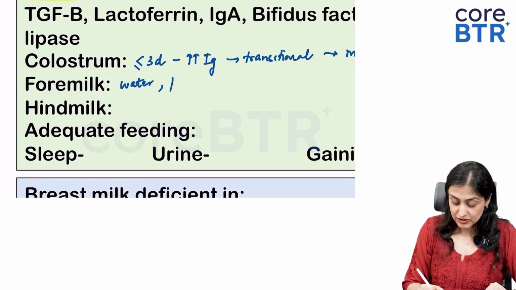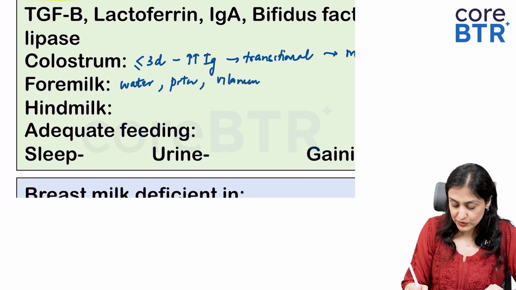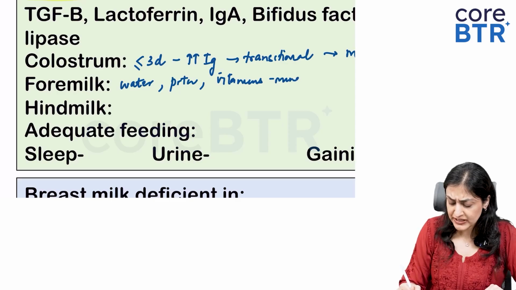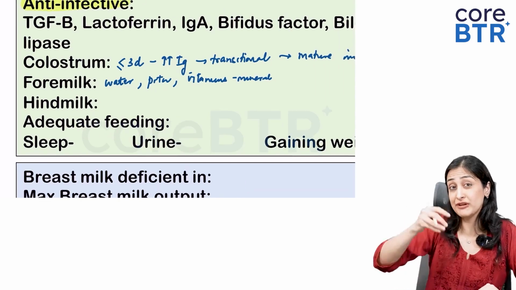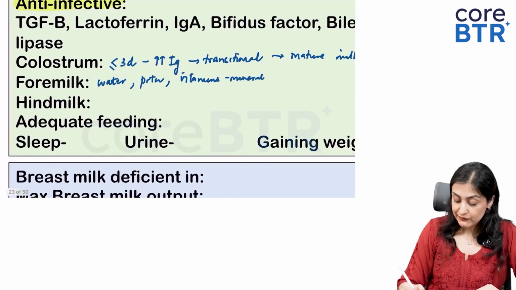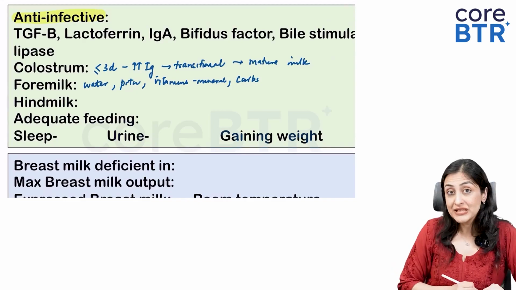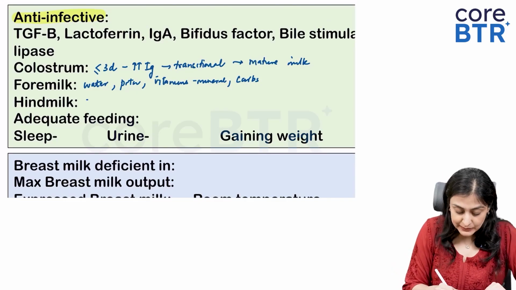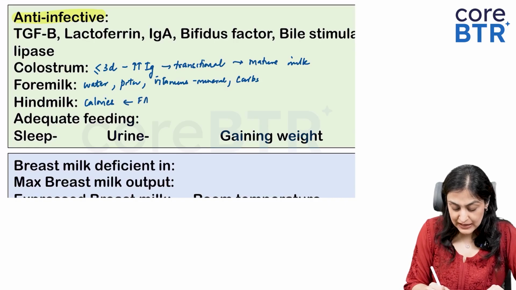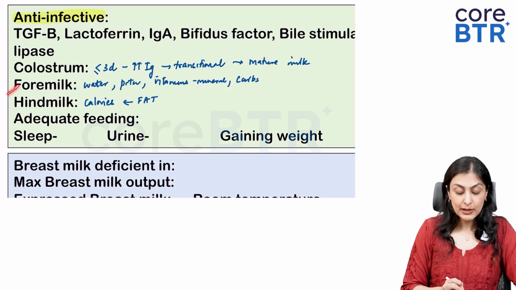It is richer in protein. It is richer in vitamins and minerals. So you want to remember a protein shake. If you have a protein shake, a whey powder, what is that richer in? You mix it in water, there is protein, vitamins, minerals, carbohydrates. So this is what fore milk is essentially. And hind milk is what is rich in calories. So this is what is richer in fat. So the learning point here is that a baby should be fed both.